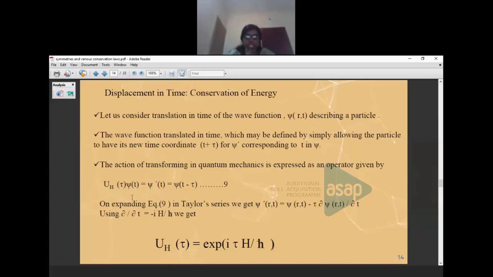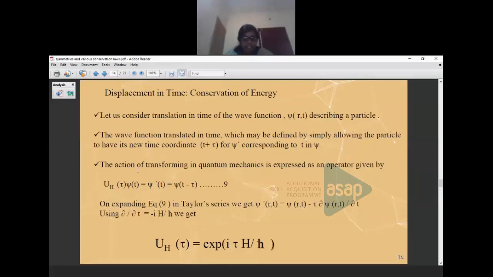So you will get an expression like ψ(t − τ) = ψ − τ dψ/dt, and dψ/dt is equal to minus iHψ/ħ. So finally, we are skipping the steps. Finally, we'll arrive at U_H(τ) equal to exponential of iτ Hamiltonian by ħ. Once again, let me repeat.